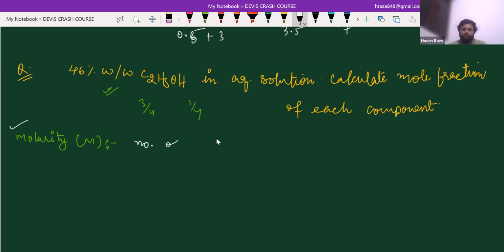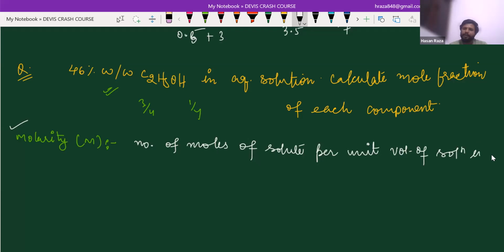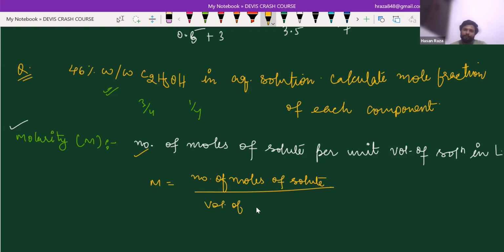Molarity is basically the number of moles of solute per unit volume of solution in liter. You are always going to put the volume in liter. If you need to calculate the molarity, from this definition we can write: molarity equals number of moles of solute upon volume of solution in liter.